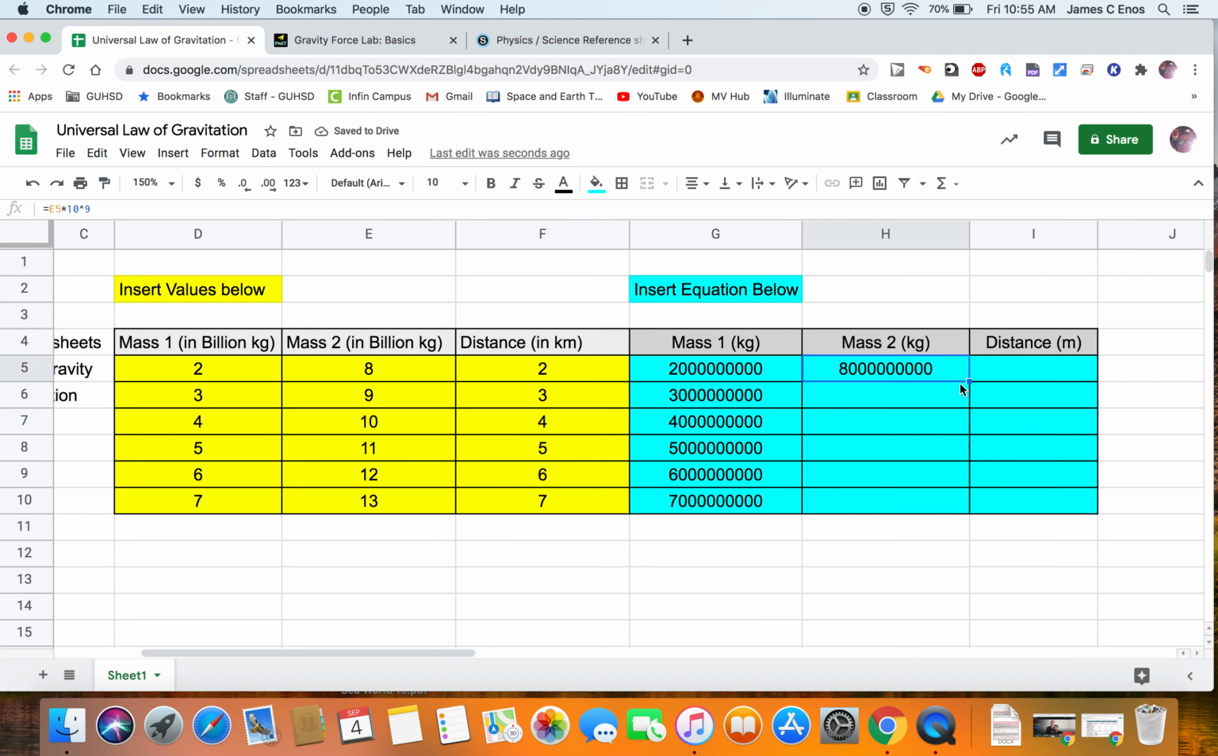To get to all the cells, I'm going to hover my cursor over the bottom right-hand corner, and I drag it down. So now I have 8 billion, 9 billion, 10, 11, 12, and 13 billion kilograms.